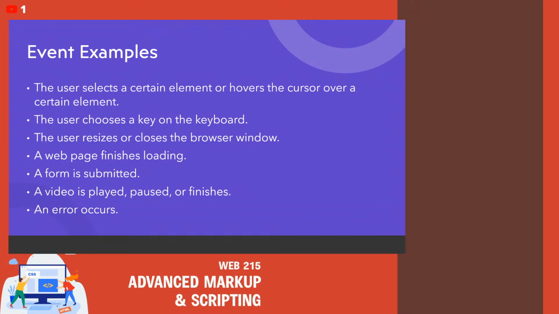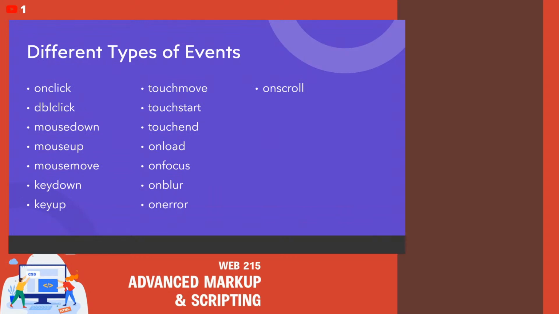When a form is submitted. When a video is played or paused or finishes. When an error occurs, right? We can do error handling here. There's a lot of stuff that we can do with these events. And there are different types of events, and these are our event listeners, essentially.